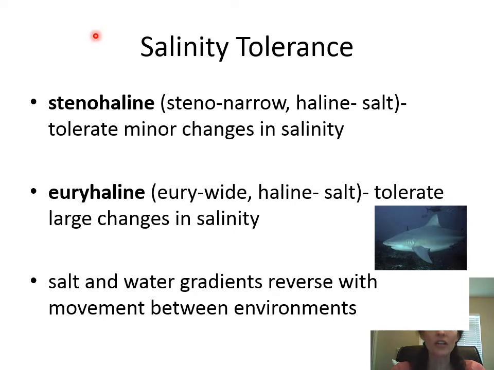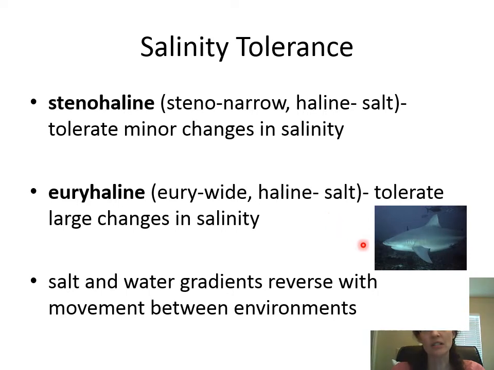As we saw in the chart, there are some organisms that we find on both sides in the marine as well as the freshwater, but most organisms, most vertebrates, have difficulty surviving a range of salinities. So most are going to fall into the stenohaline category, steno being narrow and haline being salt. So they can tolerate only minor changes in salinity. You couldn't usually take a saltwater fish and move it into a freshwater lake and have it survive. Euryhaline, eury being wide and haline being salt, these are vertebrates that can tolerate a large change in salinity.